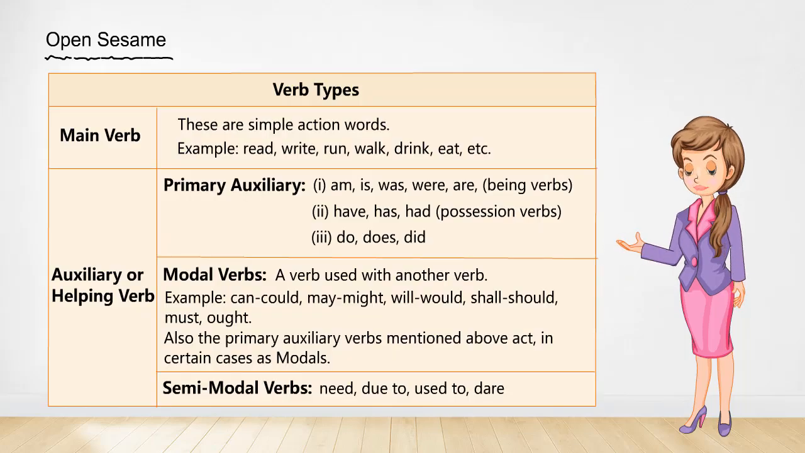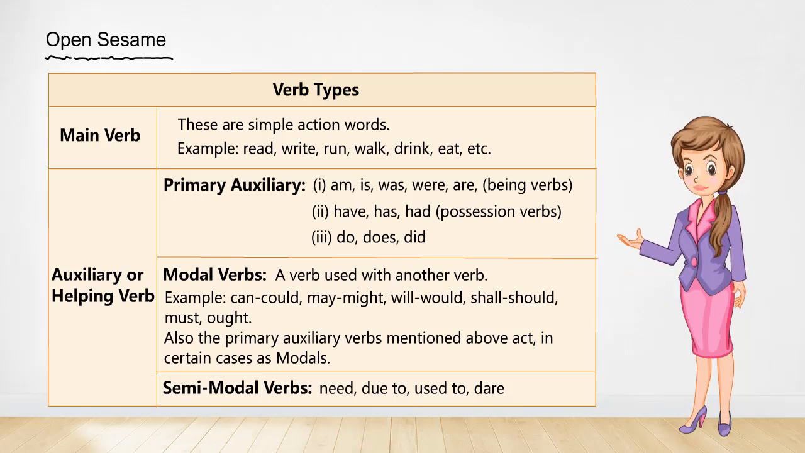Verb types. Main verb. These are simple action words. Example: read, write, run, walk, drink, eat, etc. Auxiliary or helping verb. Primary auxiliary.